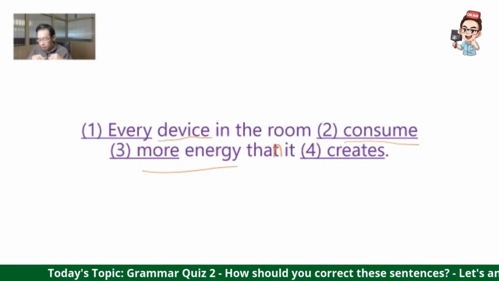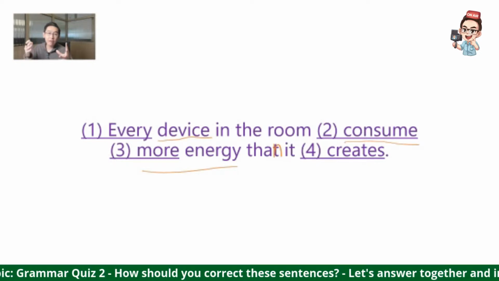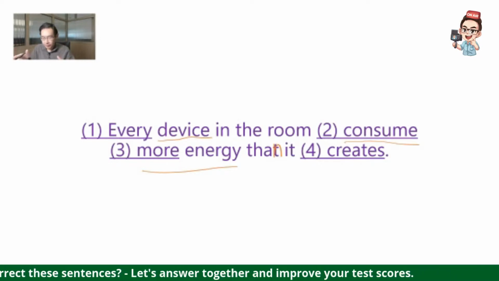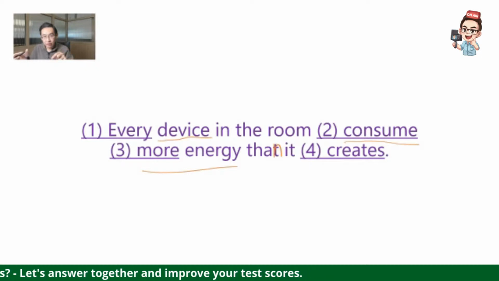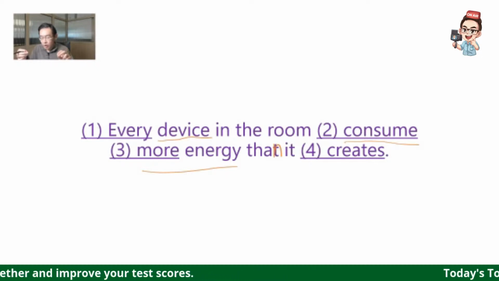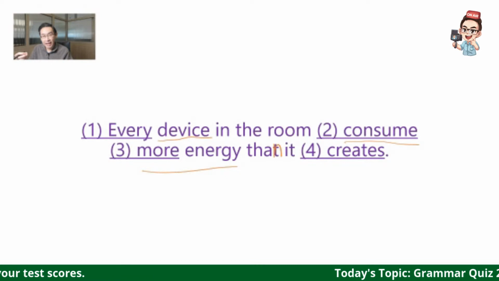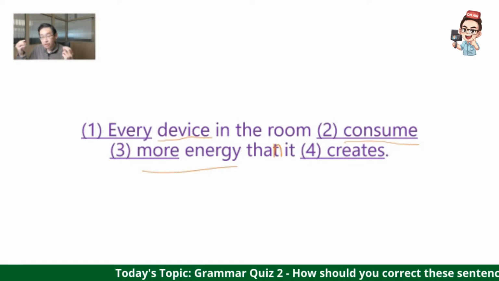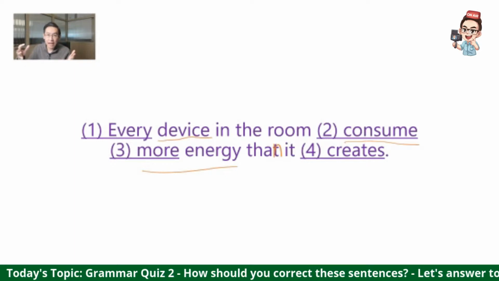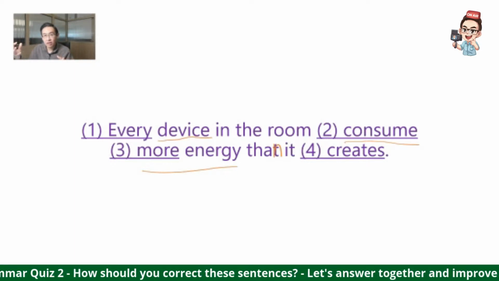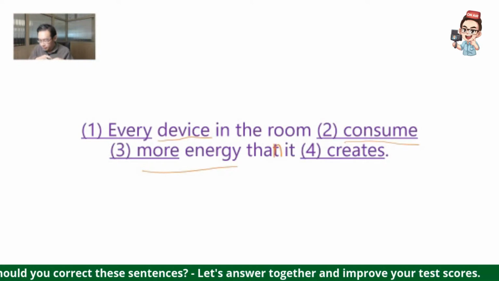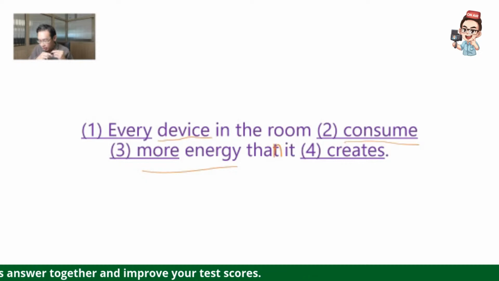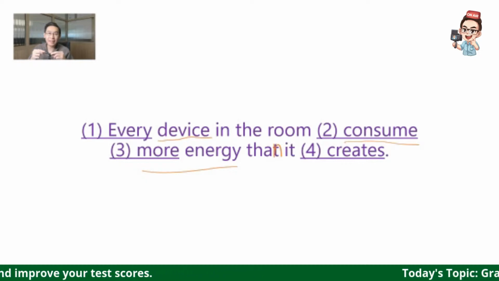So we want to say that every tool, every machine, everything inside a particular room, every piece of device, what happens? Use more energy than it is able to create. Okay, so if a device is to create energy, it's to generate energy, maybe to generate electricity or some kind of movement. Okay, so what can we change to make this sentence correct? 1, 2, 3, or 4? What do you think?